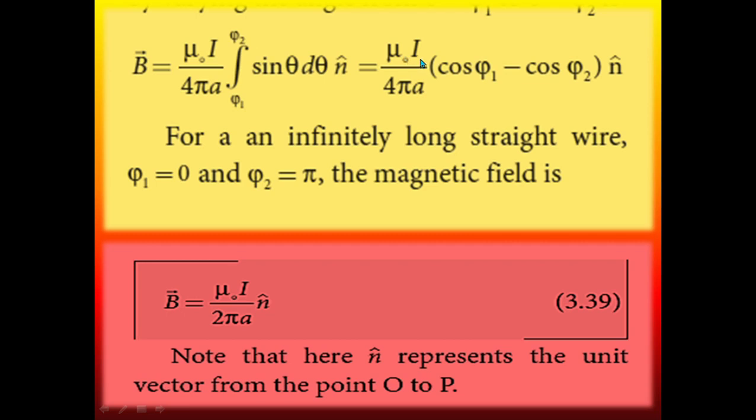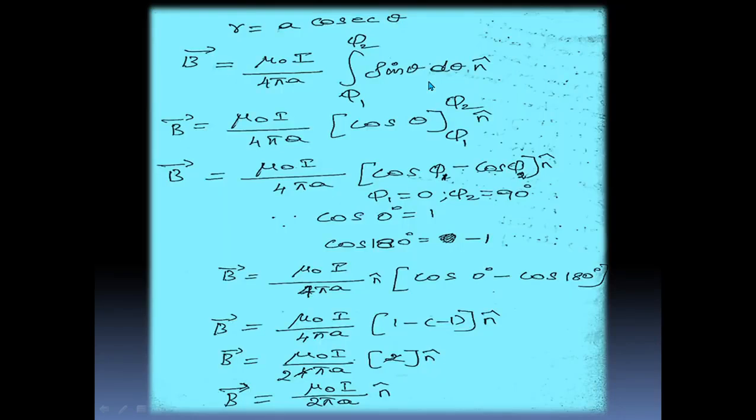Now μ₀I divided by 4πa, let me integrate the sin θ term, which becomes cos θ. So θ is nothing but φ1 and φ2. Substituting the value from this step, B vector is equal to μ₀I divided by 4πa into the integration of φ1 to φ2 of sin θ dθ n cap. The integral of sin θ becomes cos θ. So substituting the limits, μ₀ divided by 4πa (cos φ1 minus cos φ2) n cap.